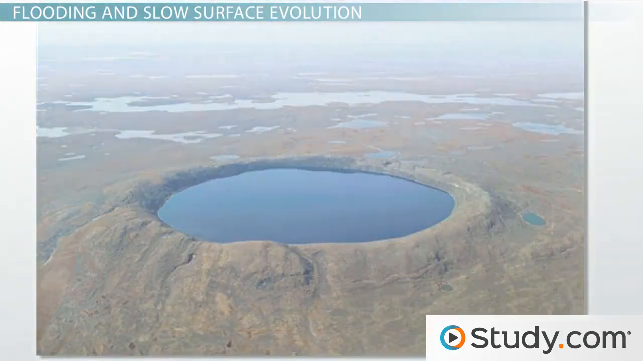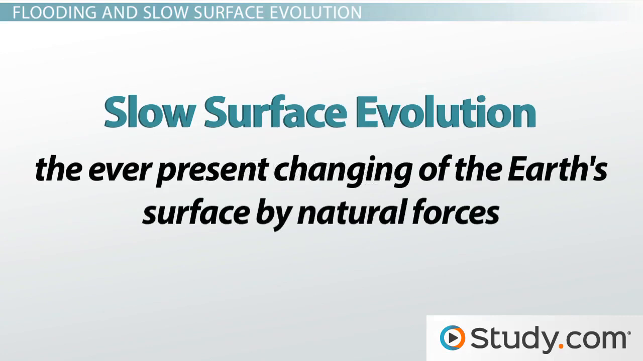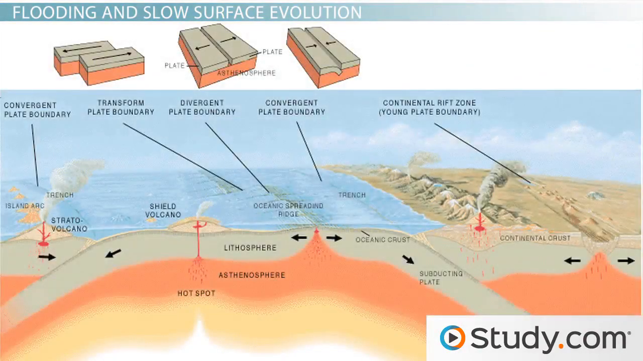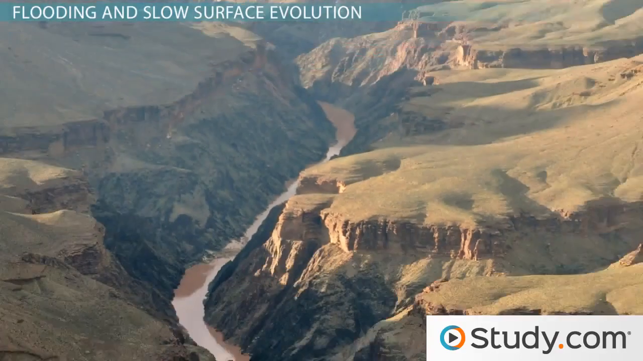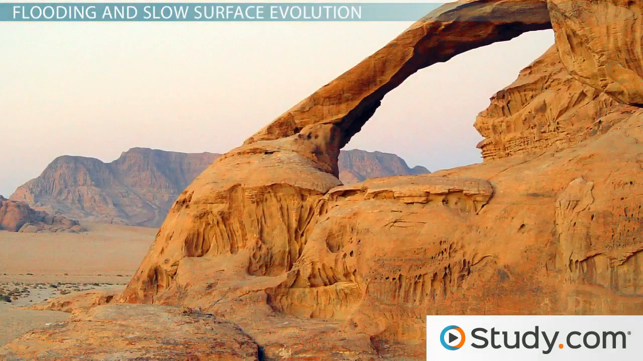The last stage of our planetary evolution is the stage we're currently in, called slow surface evolution, the ever-present changing of the Earth's surface by natural forces. What are these forces? They include plate tectonics, which create mountains, move continents around, and rip the Earth apart; erosion, as water carves, shapes, and wears away rock; and erosion as wind resurfaces the planet's features, like its mountain ranges.